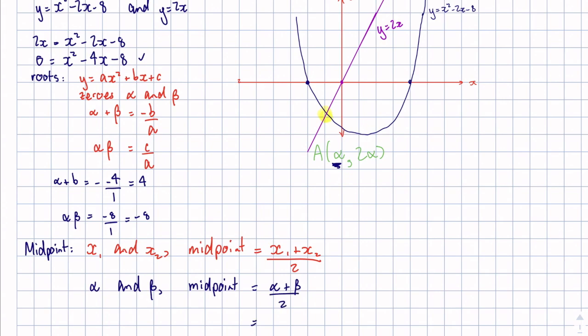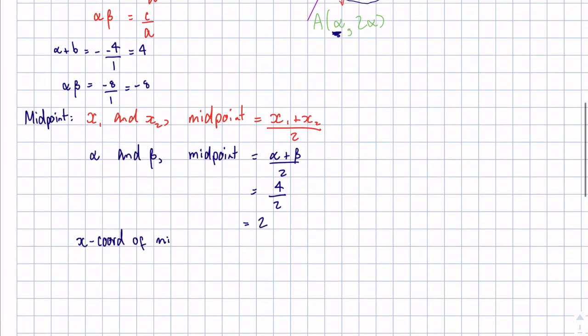Now, I don't know what alpha and beta are yet. I could have figured it out, but I couldn't be bothered. All I know is that alpha plus beta is 4. That's over 2, so the midpoint is 2. So the x coordinate, because alpha and beta are both to do with the x coordinates of the midpoint. Can you guys see it down there? Equals 2.